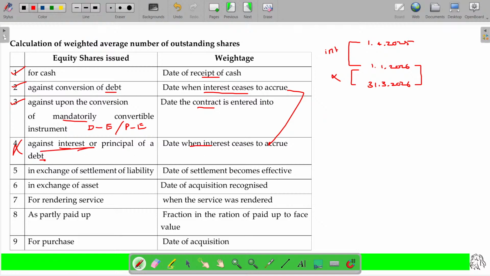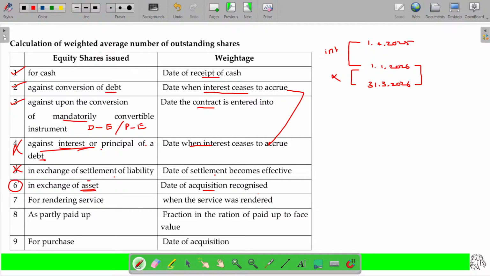Okay. And 5 also the same. 4 and 5 are similar to conversion of any debt, like interest, principal, settlement of liability. So all these things are from the date of settlement. But what happens if you are purchasing the asset and instead of paying the cash, you are giving the shares? The date of acquisition recognized in your book will be considered as the weightage date, okay? Date of issue of the shares.